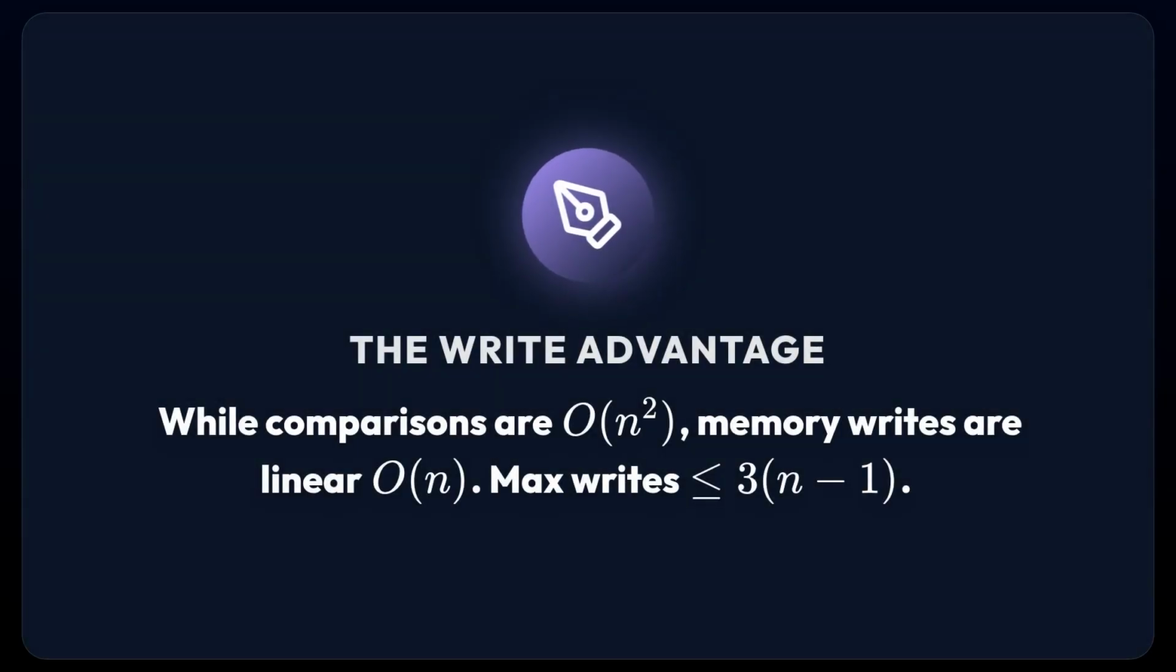However, here is the redeeming quality. While comparisons are quadratic, memory writes are linear, or big O of n. In the worst case, we perform n-1 swaps. Since a swap involves 3 assignments, the total write operations are bounded by 3n. This is drastically lower than insertion or bubble sort, which can perform quadratic writes.